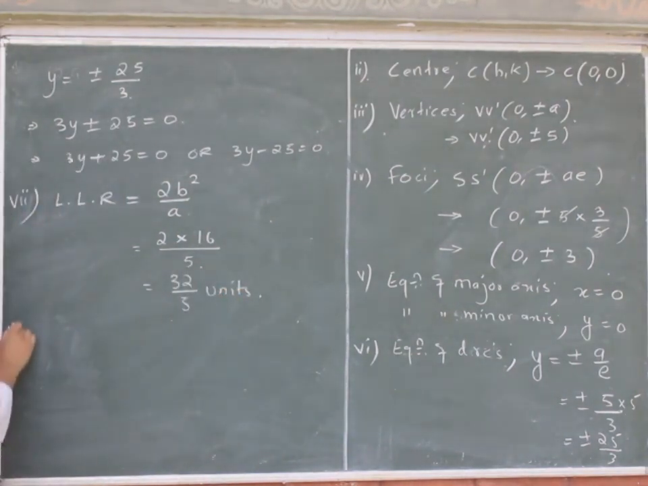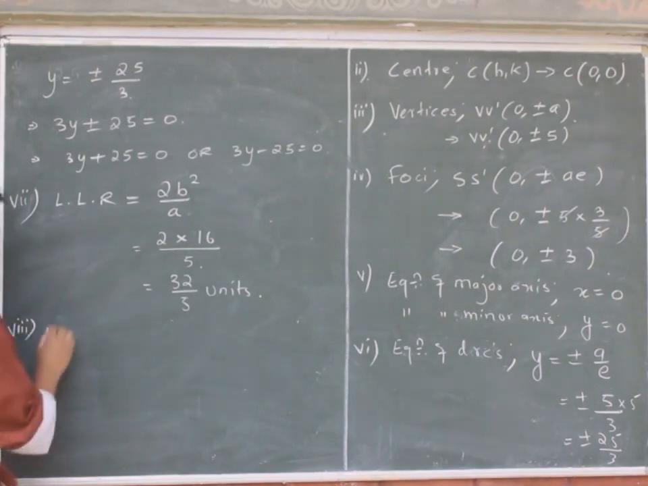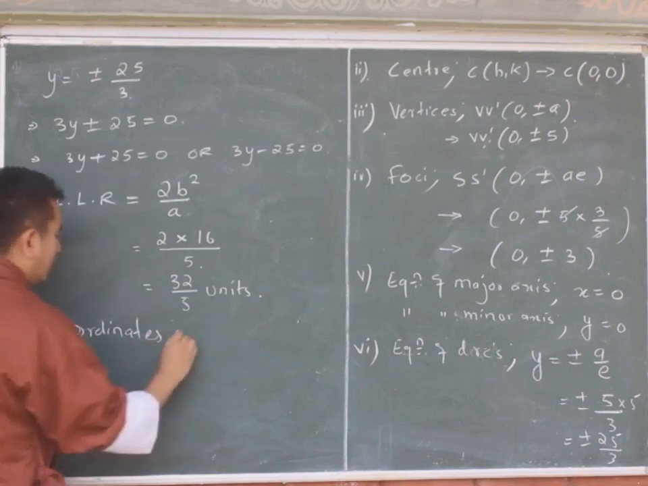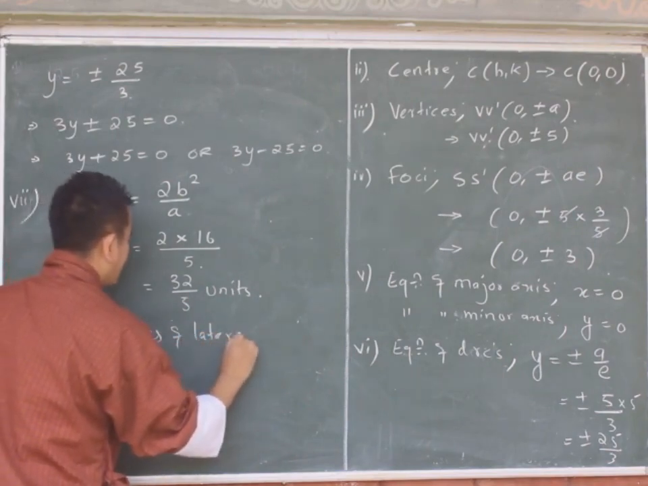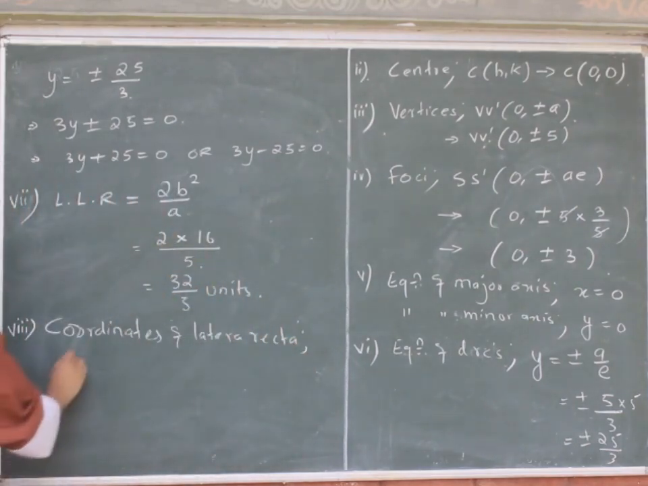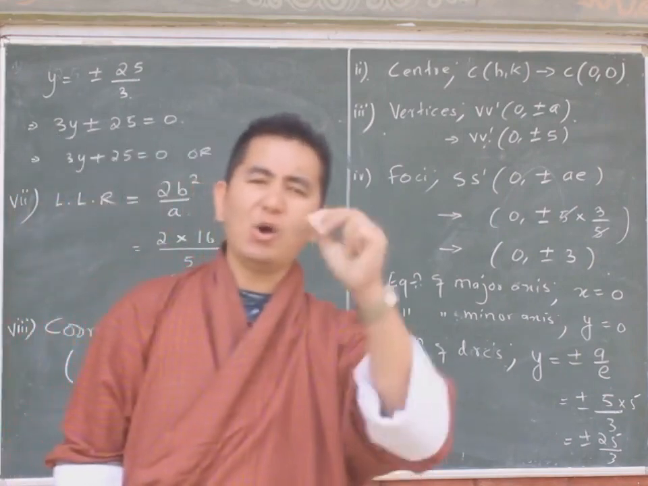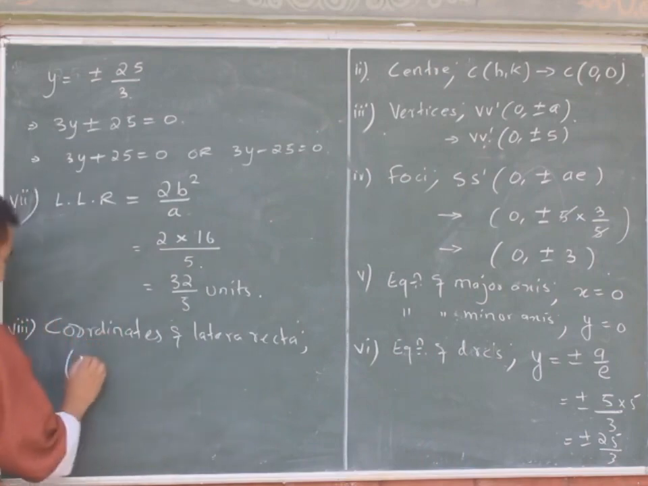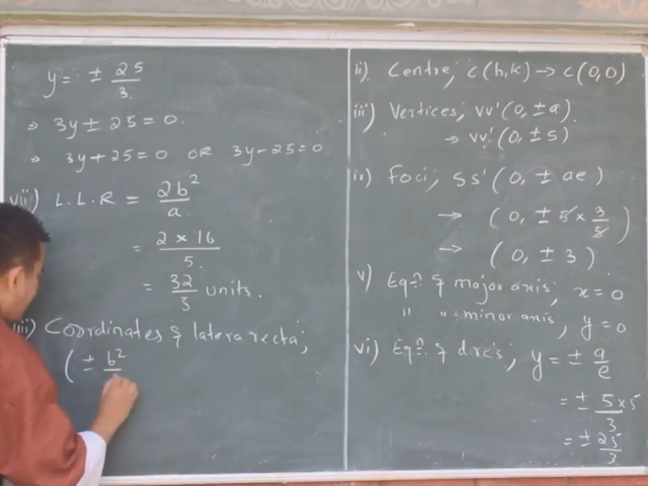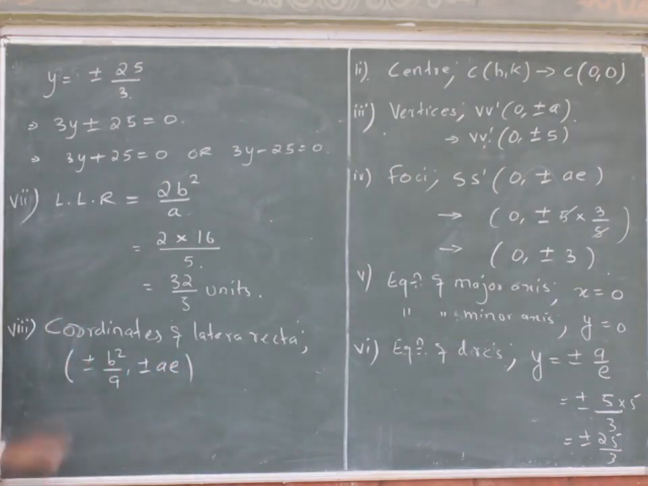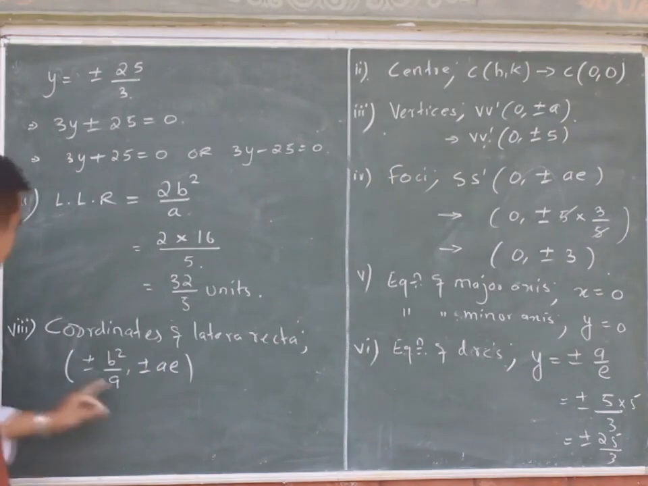Okay, last one, number 8. Coordinates of latera recta. This is a very simple question here, but the second part is a little bit complicated. Now focus lies on the y-axis. Focus lies on the y-axis means coordinates of latera recta will be plus or minus b squared by a comma plus or minus ae. Is that correct? Is it plus or minus b squared by a comma plus or minus ae? That is because the focus lies on the y-axis.